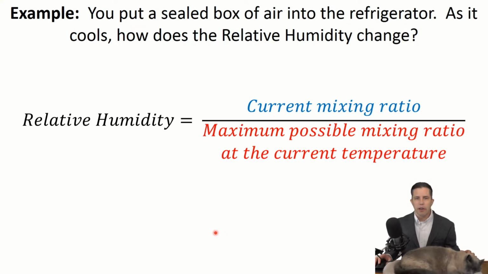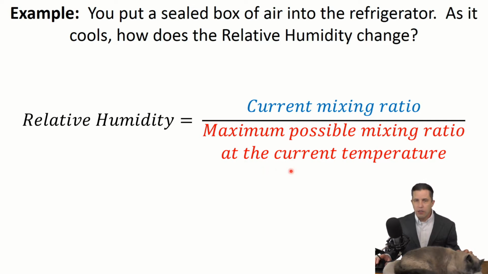So we'll do another one here. You put a sealed box of air into the refrigerator. As it cools, how does the relative humidity change? So by sealed box, we can assume that there's no water that goes in or out of the box. There's some amount of water vapor in the box. We don't know how much. So we don't know the current mixing ratio. But the way the problem's set up, it's not going to change.